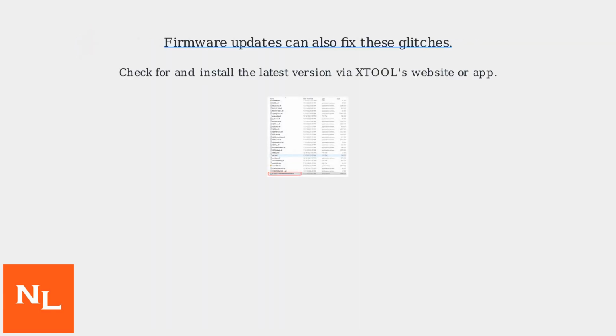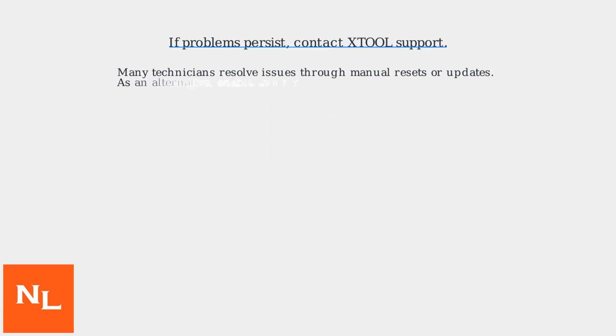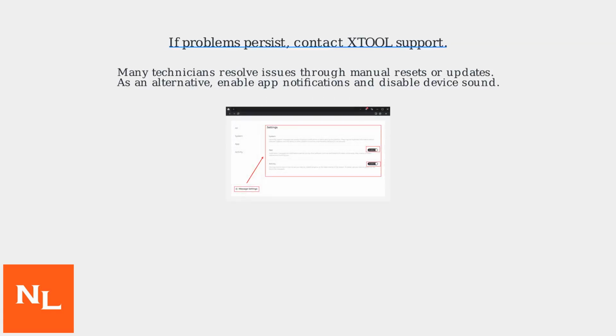Firmware updates can also fix these glitches. Check for and install the latest version via XTOOL's website or app. If problems persist, contact XTOOL support. Many technicians resolve similar issues through manual resets or firmware updates. As an alternative, try enabling app notifications and disabling the sound for your device.